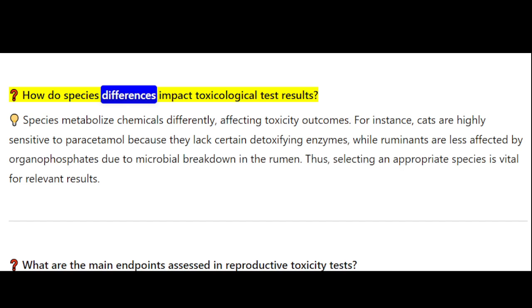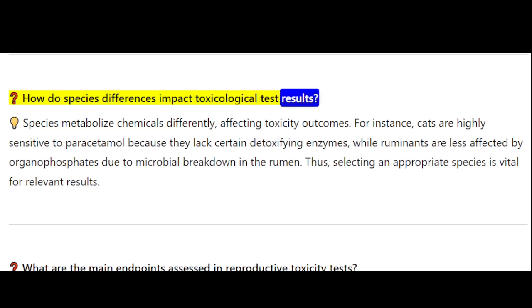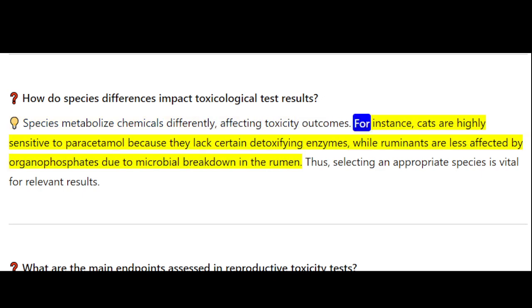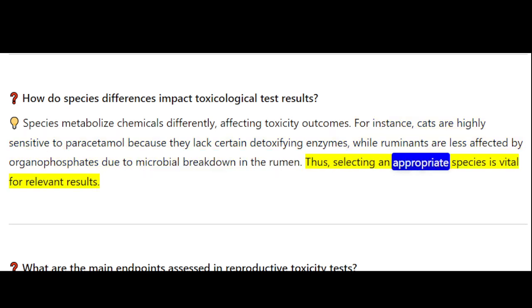How do species differences impact toxicological test results? Species metabolize chemicals differently, affecting toxicity outcomes. For instance, cats are highly sensitive to paracetamol because they lack certain detoxifying enzymes, while ruminants are less affected by organophosphates due to microbial breakdown in the rumen. Thus, selecting an appropriate species is vital for relevant results.